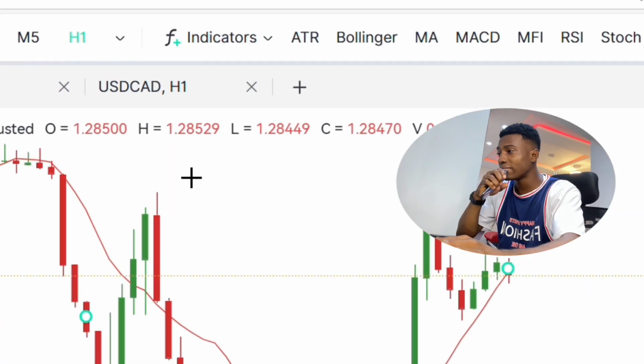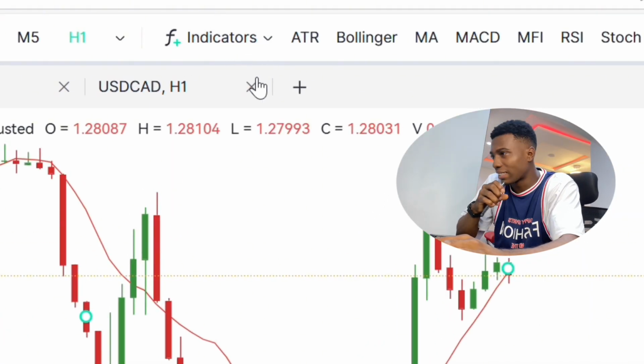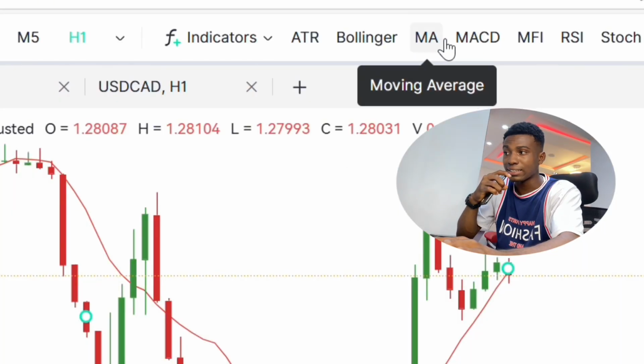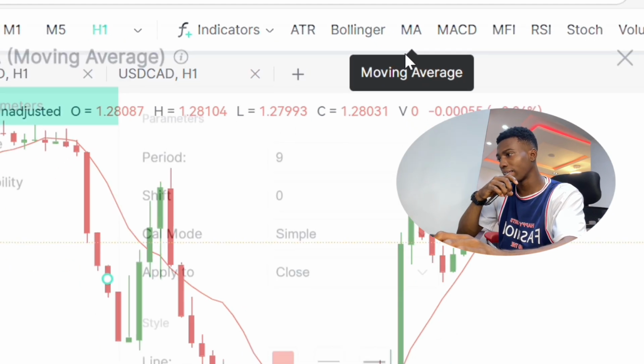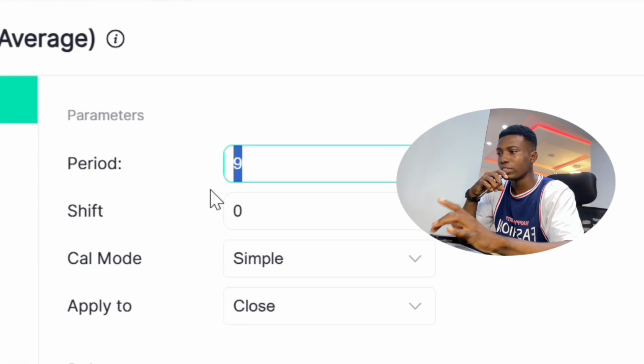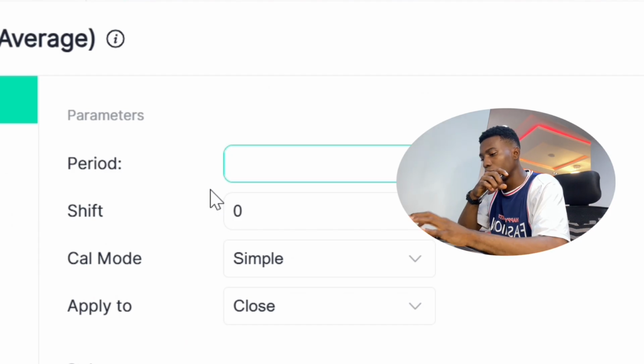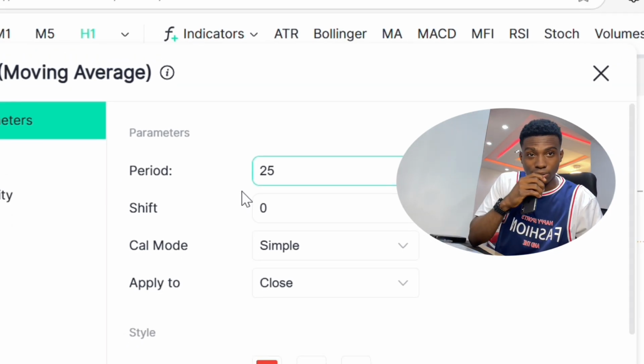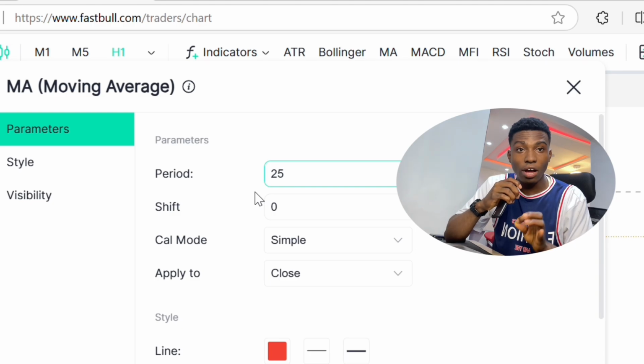Instead of going to this indicator section and typing moving averages all over again, you can simply come to this side that says MA. MA simply means moving average, just short form. So I'm going to tap that again, and I'm going to add the moving average for the second time, which is 25. In other words, we use the 9 and the 25 moving averages.